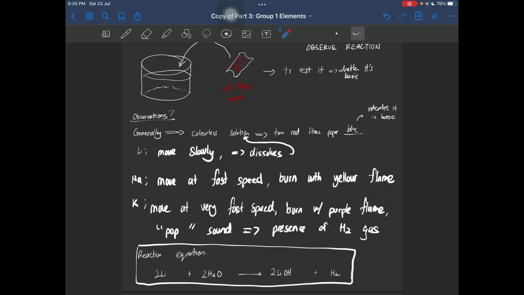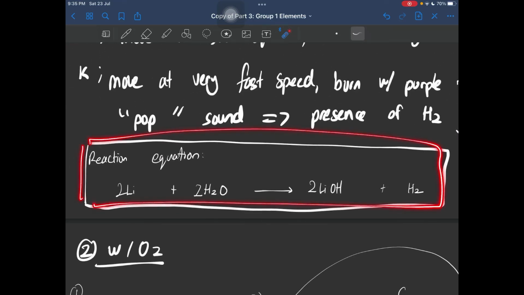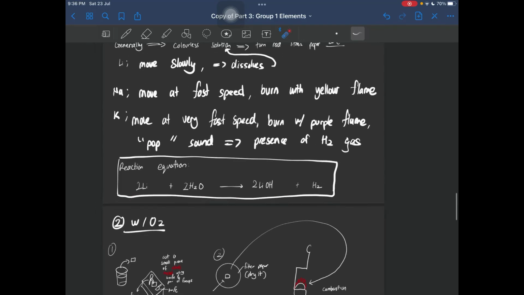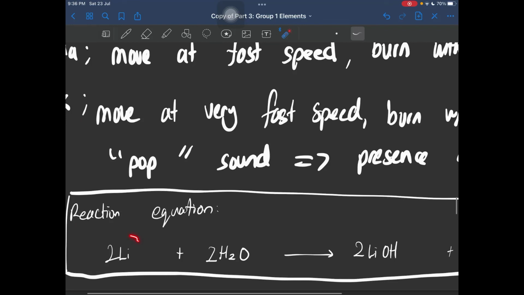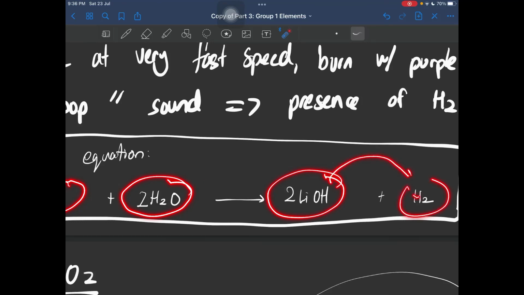And due to its high reactivity, a pop sound is heard, and this pop sound indicates the presence of hydrogen gas. And in general, this is the reaction equation for the reaction between alkali metals with water. Right, so you have the alkali metal, which reacts with water to produce a metal hydroxide and also hydrogen gas.